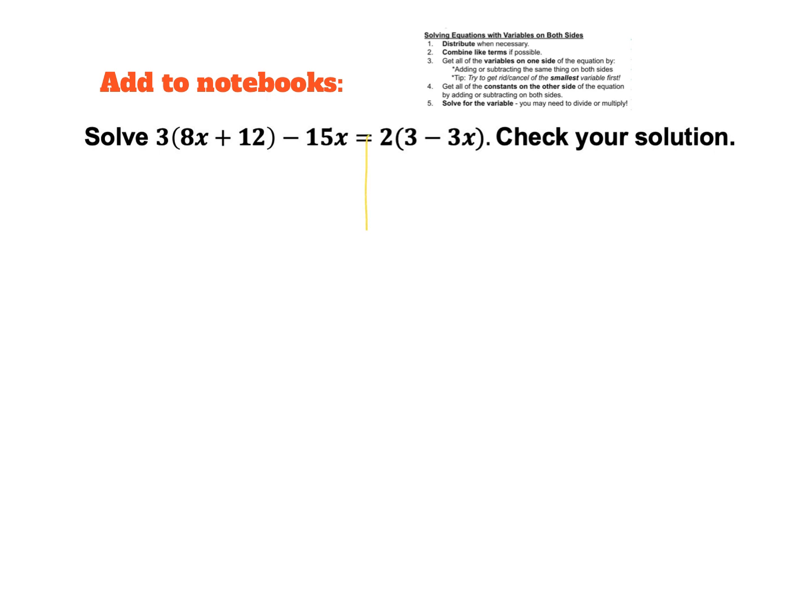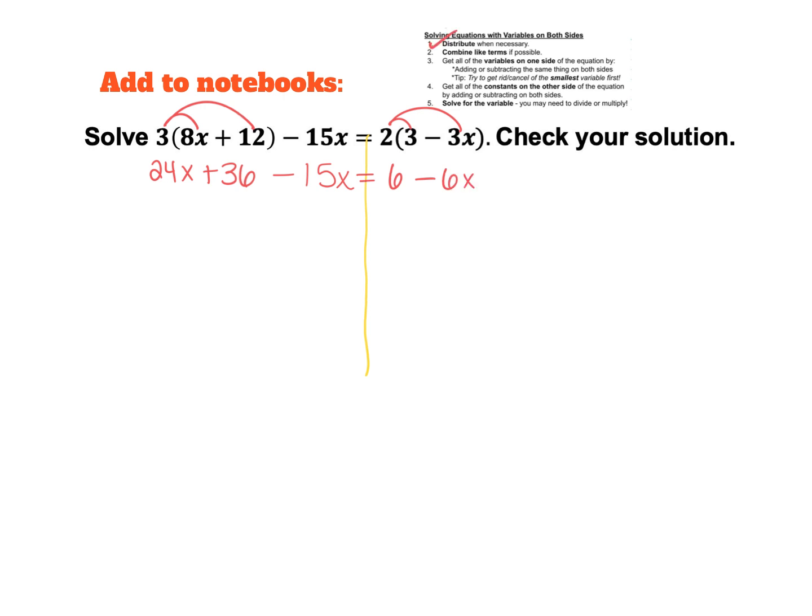We're going to start by separating our left and our right side and then just going through our steps. Let's start with using our distributive property. We have three groups of 8x plus 12, so 3 times 8x is 24x, plus 3 times 12 means plus 36. And then we're going to drop down our minus 15x equals sign. And on the right side, I've got 2 times 3 minus 2 times 3x is 6x. All right, so we've distributed.